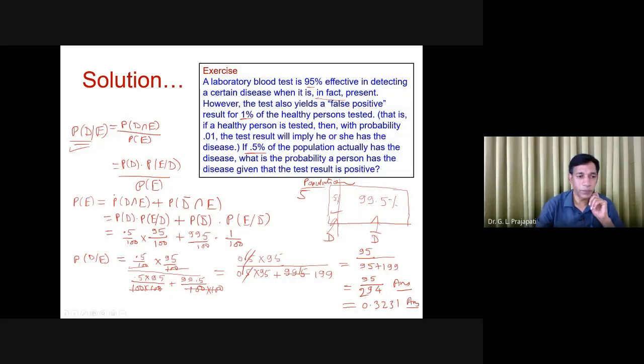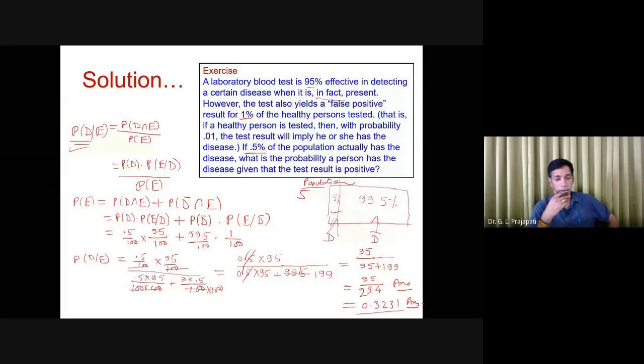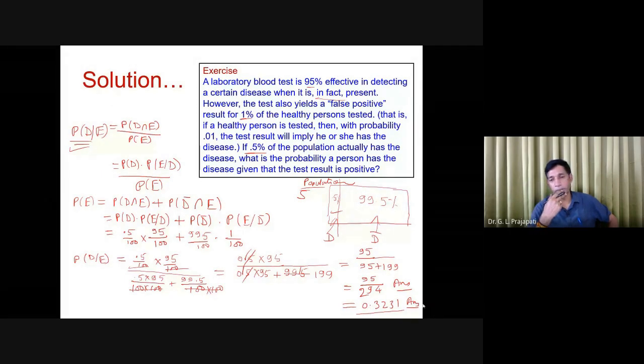If the test result is positive, means the test result is positive, then what is the probability that the person actually has the disease? So see the situation here. See the impact. The probability that the person has the disease and the test result is positive is 0.3231.